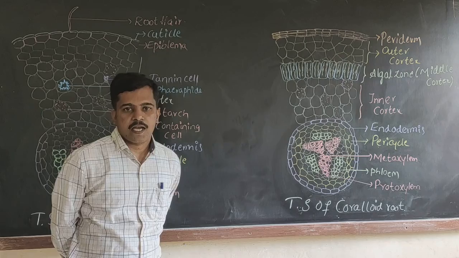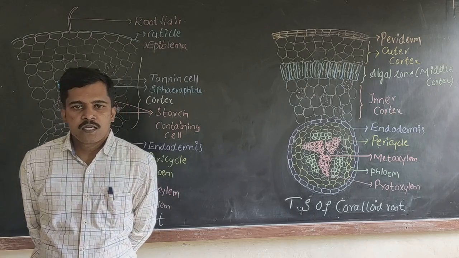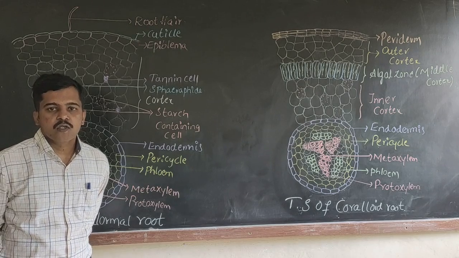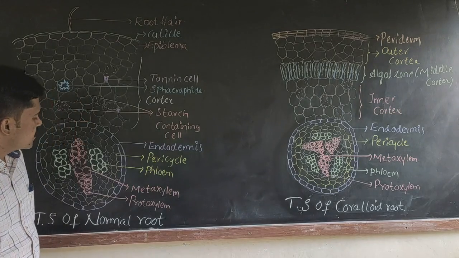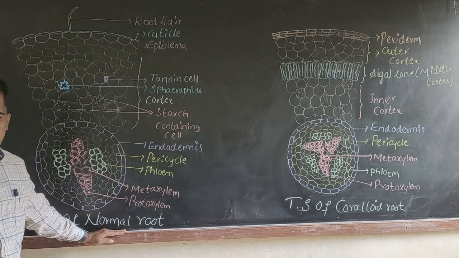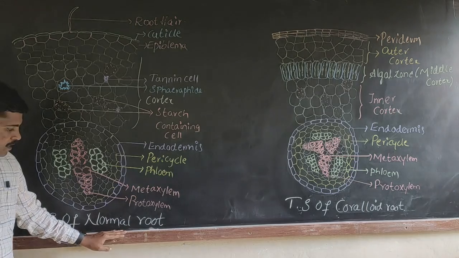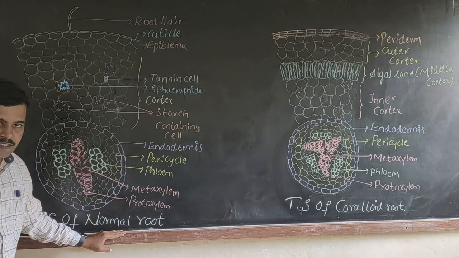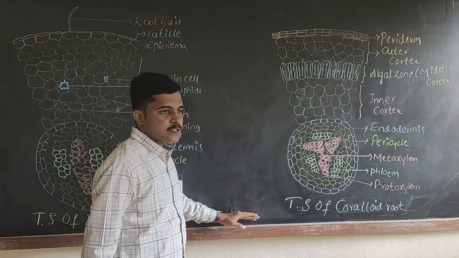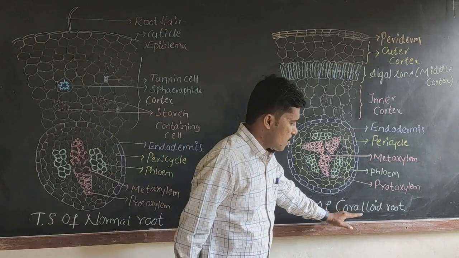In the previous class, while explaining the external morphology of roots, I told you that the root system in Cycas mainly consists of two types of roots. One is the normal taproot system, which helps in anchorage and also in absorption of nutrients and water. This is the main function of the normal taproot system present in Cycas. Another special type of root system present in Cycas is known as coralloid roots.